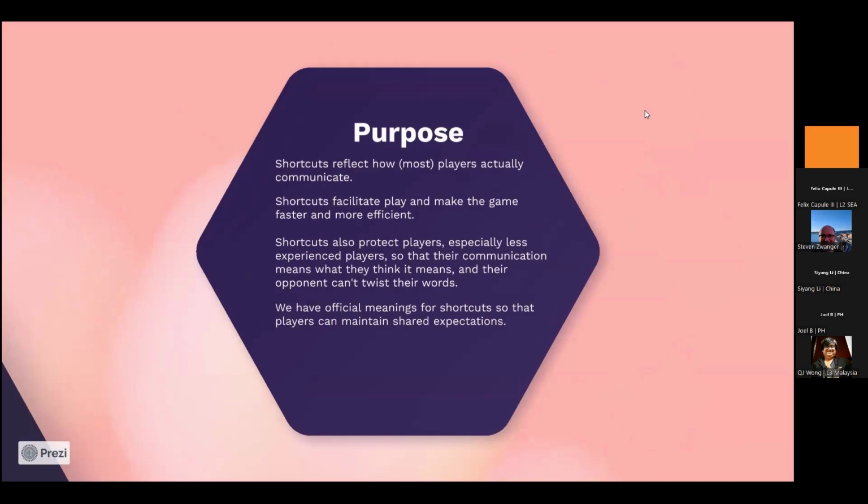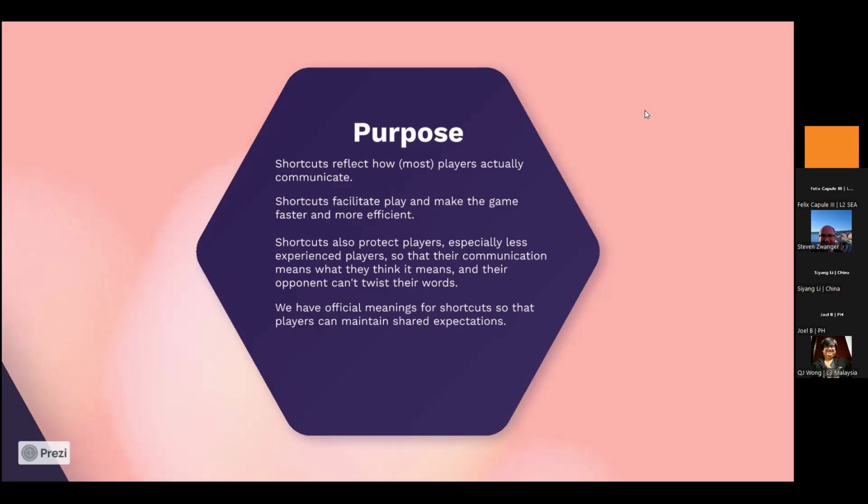The reason we have shortcuts and the reason we have official shortcuts is that shortcuts reflect how players communicate in real life. Players are not computers. They're not going to do something the exact same way every time. They're going to use slang. They're going to use fewer words because it's less effort. They'll refer to things in an unofficial way, but all of these are still methods of communication. And we always want communication to be clear to both players, which is ultimately the goal of these policies.